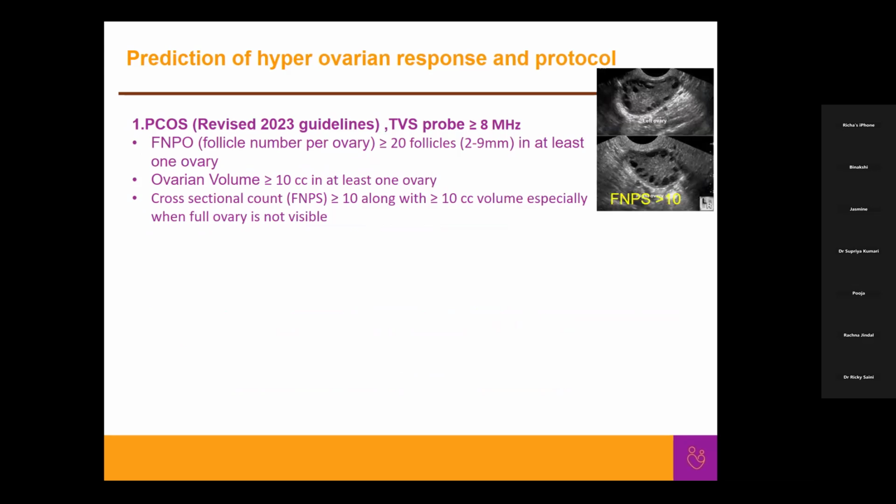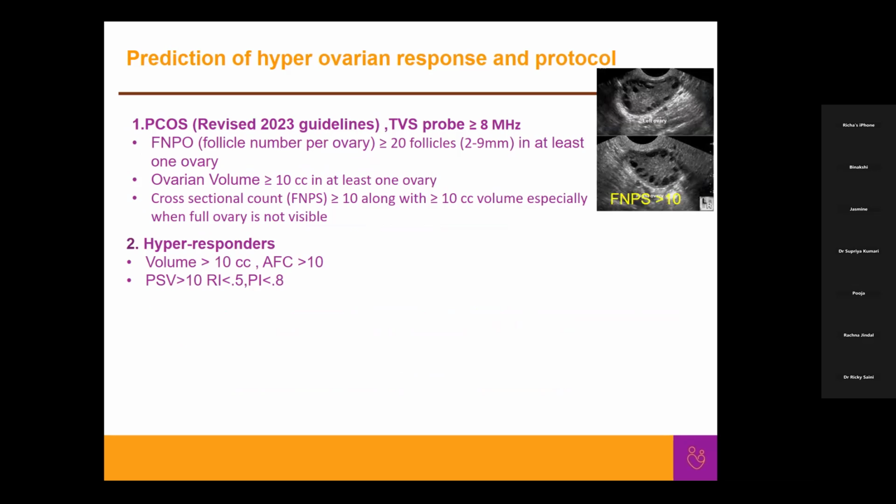Then comes the prediction of hyperresponse. Hyperresponse has two things: one is the PCO ovary and another is the hyperovarian responder. It's a very important point to differentiate between the two. In PCOS, according to the revised guidelines, we have to look at the follicle number per ovary, which is now more than 20 follicles in at least one ovary, and ovarian volume more than 10 cc in at least one ovary.